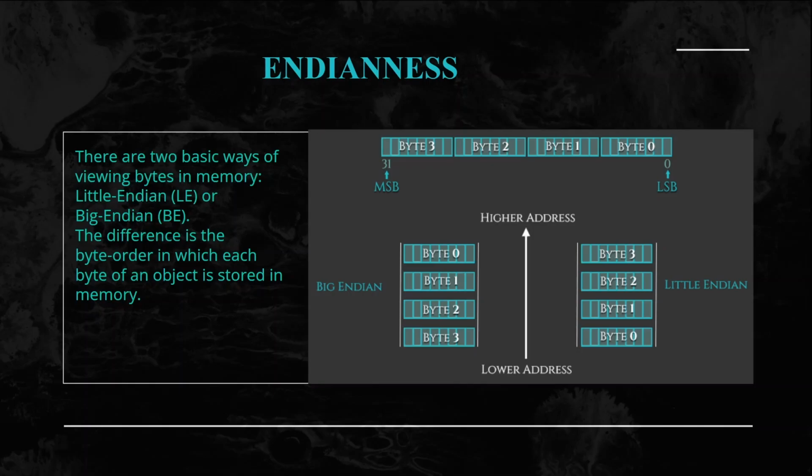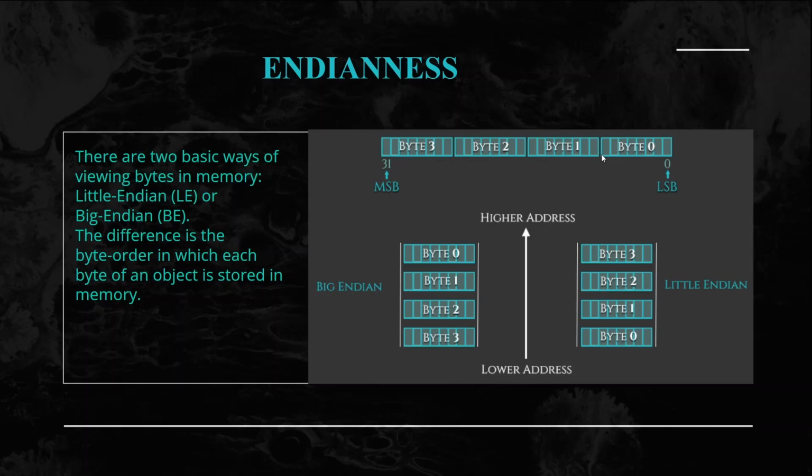Now let's simplify it further. Here we have an example of 32-bit. In 32-bit, there are 32 bits and a total of 4 bytes, as 1 byte is made up of 8 bits. So here we have byte 0, byte 1, byte 2 and byte 3.